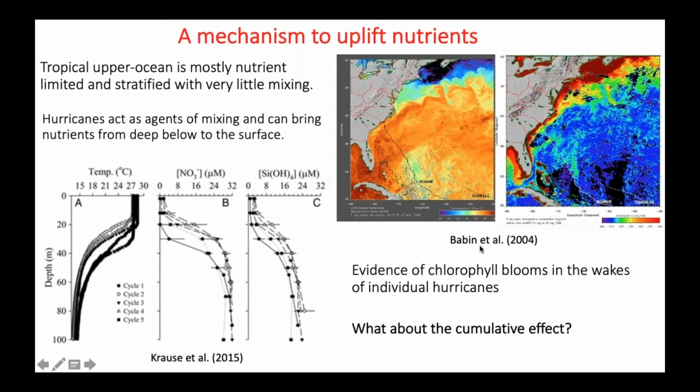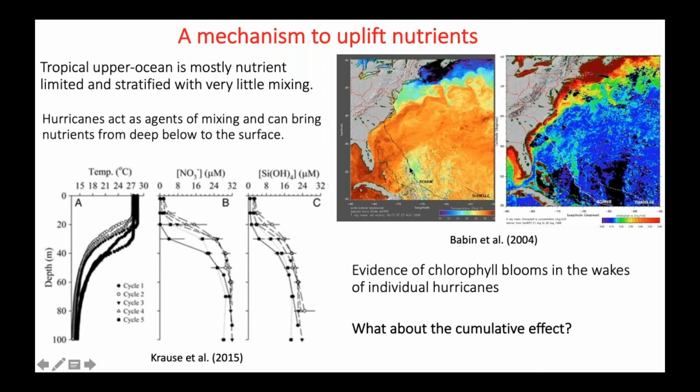Evidence for this was presented in the past. This is a study by Babin et al. in 2004, and these are some of the first observations of chlorophyll blooms in the tracks of hurricanes. So this is an illustration of that. In this figure, you can see two hurricanes, Bonnie and Danielle, from the 1998 Atlantic hurricane season.